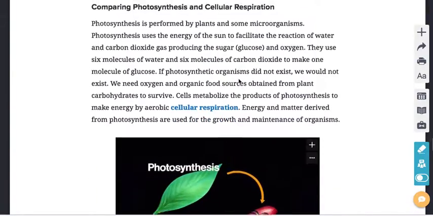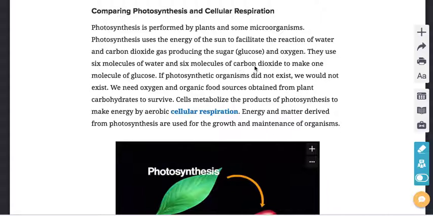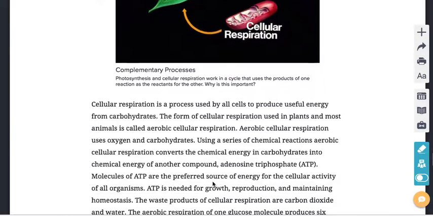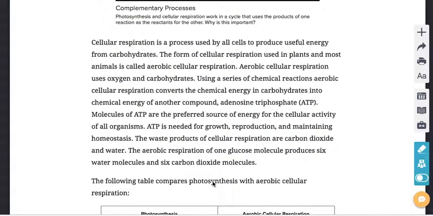Going down, cell respiration is actually the opposite of photosynthesis, and those two processes feed each other in a never-ending cycle. We will learn more about that in a whole separate chapter on cell respiration, but basically to make that process happen, you have molecules of ATP, which are energy, to fuel all the cell activity that goes on in cells for growth, reproduction, and homeostasis.